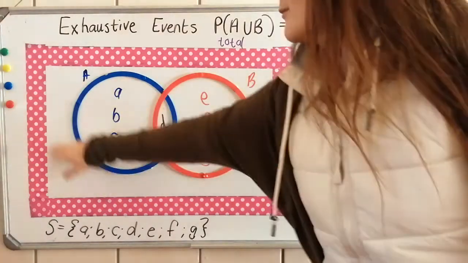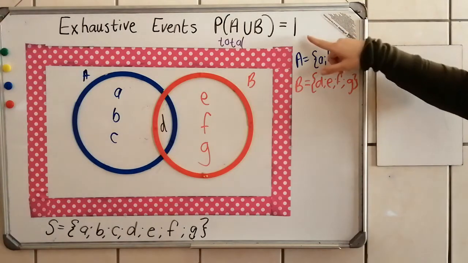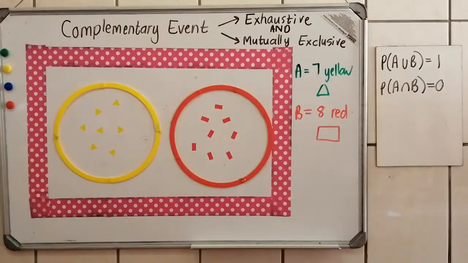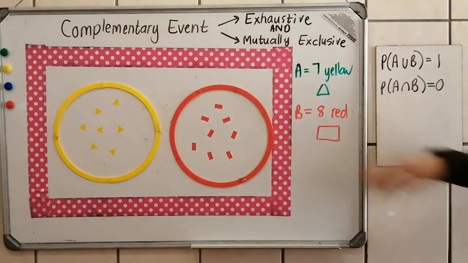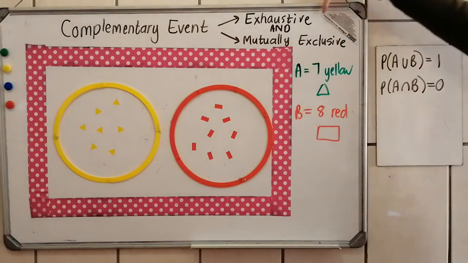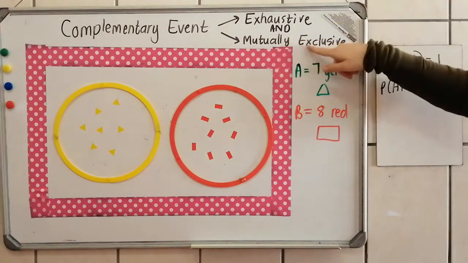I don't have anything remaining in my sample space, so it must still equal 1. And the last word you're going to learn today is a complementary event. A complementary event is when it's exhaustive and mutually exclusive.